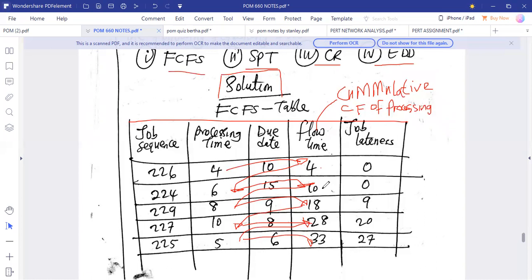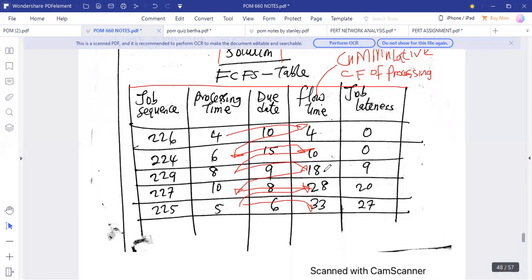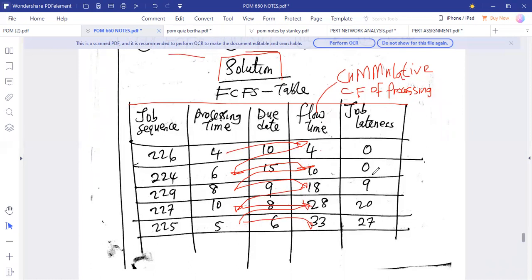All right, we're getting down to 224. For 224, the flow time is 10, and our due date is 15. We are actually not late as well. Getting down to 229, we have the due date of 9, and we finished working on 229 in 18 days. We are late by 9.